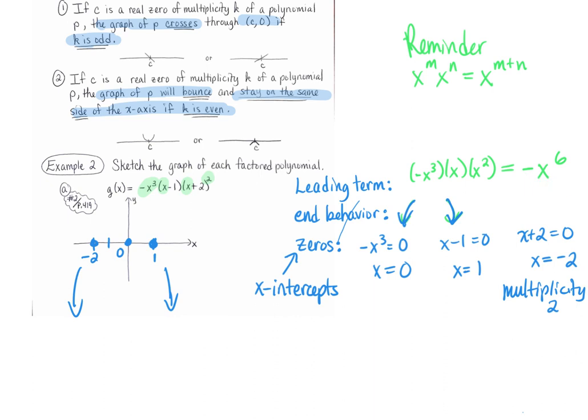Okay. So we know here at negative 2 it's going to do what? Bounce. It's going to bounce and it's staying on the same side. So we know it's going to bounce here. But then what's going to happen at 0? It's going to touch it. Is it going to bounce or is it going to cross? Why is it going to bounce?